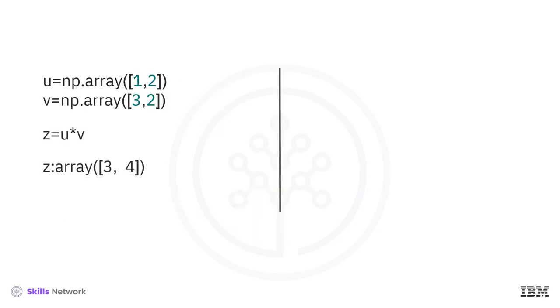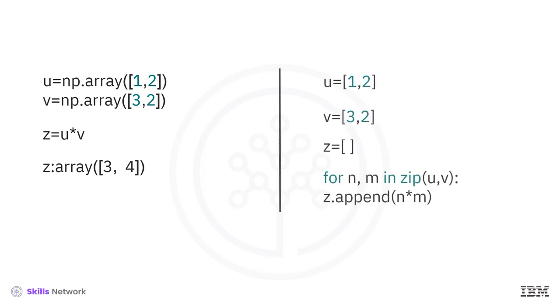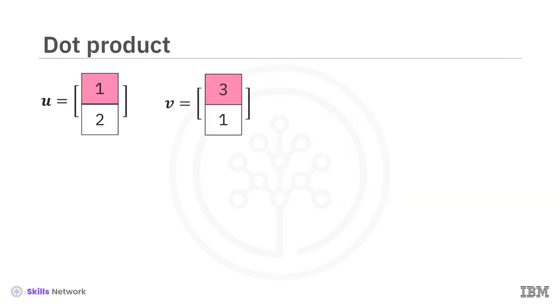We can also perform Hadamard product with 1 line of code in NumPy. It would require multiple lines to perform Hadamard product on 2 lists as shown on the right side of the screen. The dot product is another widely used operation in data science. Consider the vector u and v. The dot product is a single number given by the following term and represents how similar 2 vectors are.